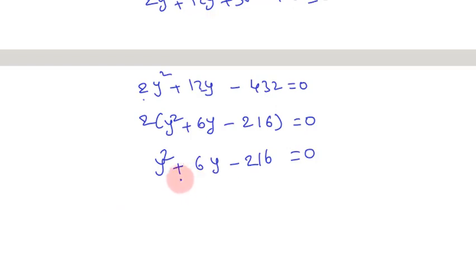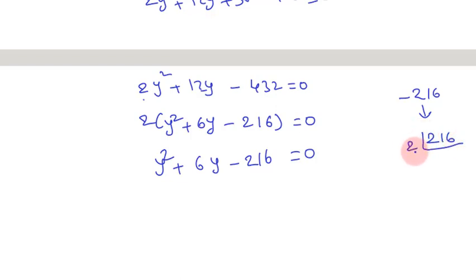So to get the roots of this quadratic equation, we have to write minus 216 as the product of two numbers whose sum gives us 6. So can we write 216 as the product of two numbers whose sum gives us 6? Let us take the prime factorization of 216.